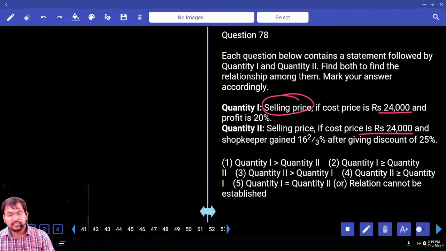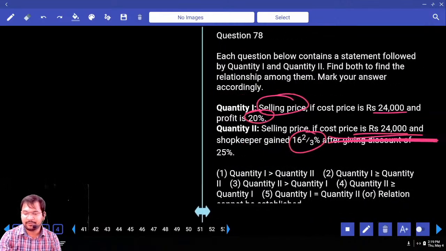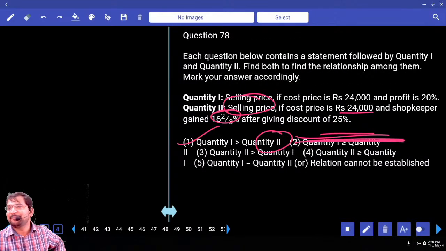If you see the second one, selling price, they're asking, if cost price is 24,000 and the shopkeeper gained 16 2/3% profit after giving a discount. After giving a discount, we don't bother about discount. Our profit is what? Here profit is what? Where should the selling price be more? Either 20 or 16 2/3. Where is it more? 20. So your answer is quantity 1 is greater than quantity 2. We don't bother about discount because we don't bother about market price. Our concentration is only selling price.